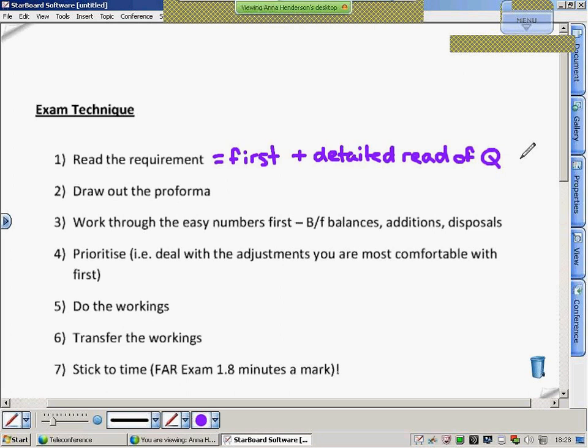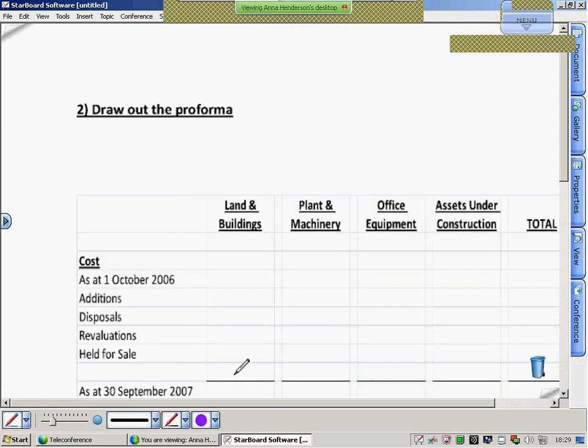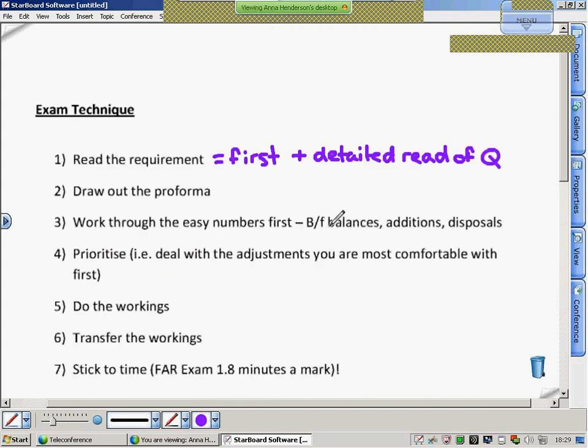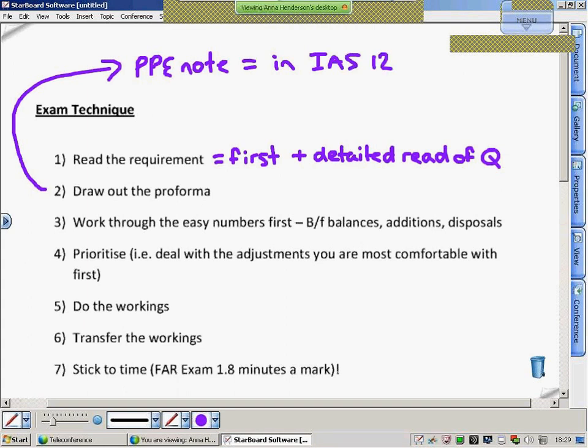Because believe it or not, as I say, they do spend months writing these questions. Next, you're going to draw out the pro forma, and that's been done for us actually on this next page. So we're not going to have to do that this evening. But in the exam, you'd have a blank answer booklet, and essentially that would mean that you need to know the pro forma. Now, randomly, the PPE note, IAS 12. Now, IAS 12 is income tax.